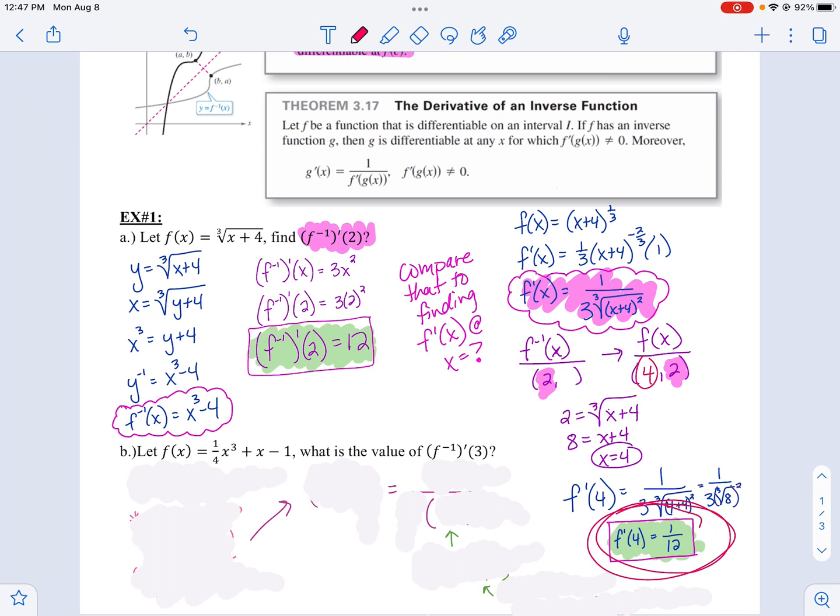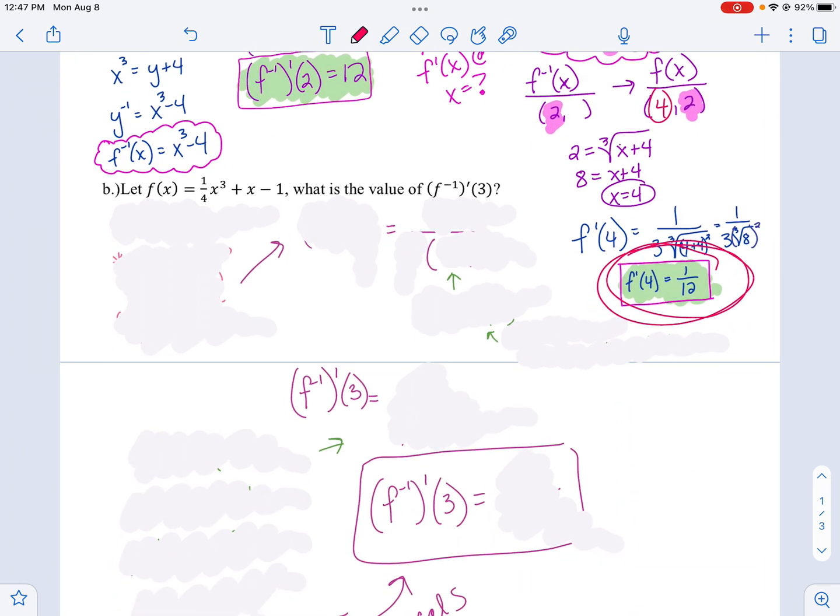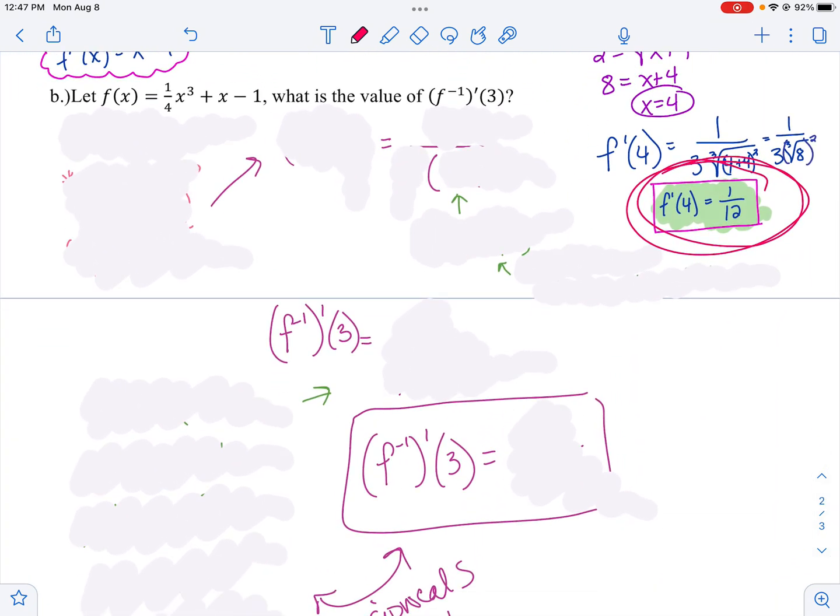Now, in this example, obviously, it was probably a lot easier to just find the inverse function from the beginning, find its derivative, and plug in 2, just like we did before. But what happens if I give you this example? Look at example number 1b with me. If I give you this function, f of x equals 1/4 times x cubed plus x minus 1, and I ask you to find me the value of the inverse's derivative at 3. I want the derivative of the inverse at his x equals 3.